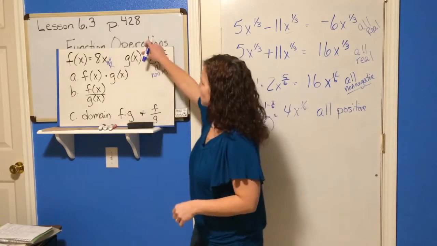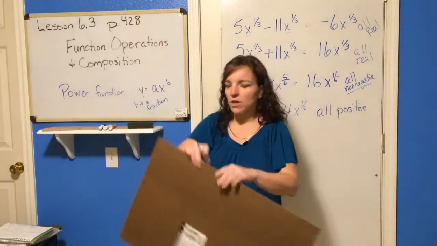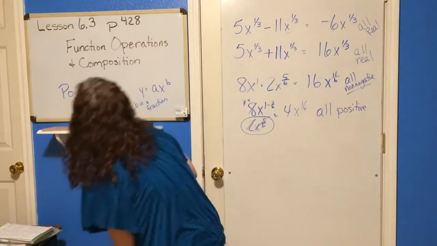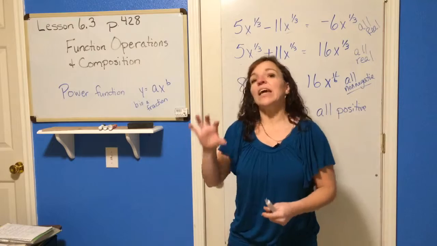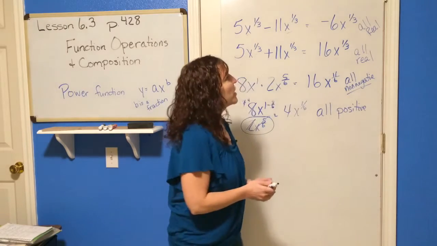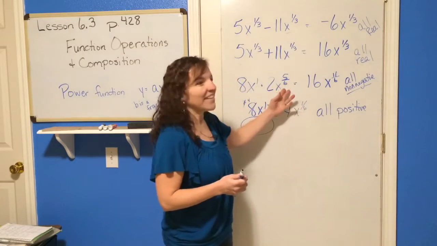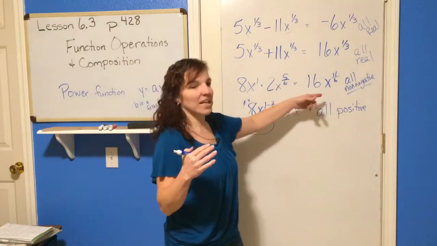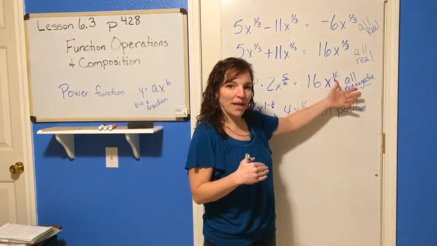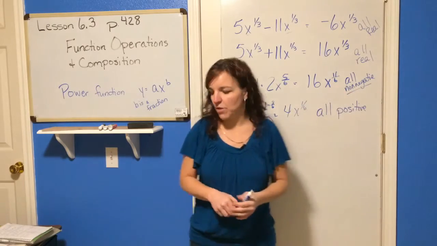All right. So far, so good? Are you sticking with me? So that's the function operations. We're simply going to add, subtract, multiply, and divide, and being careful that if you've got an even denominator, you can't have negative numbers in your domain. So your domain has to be non-negative numbers.